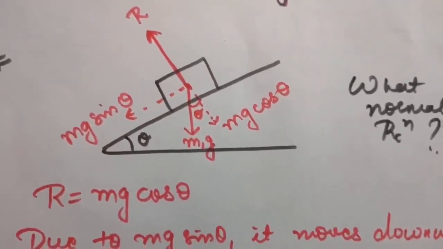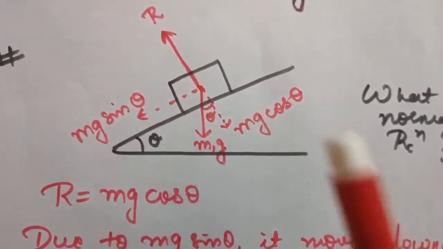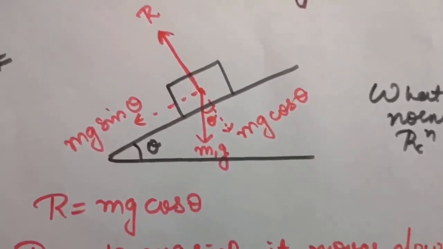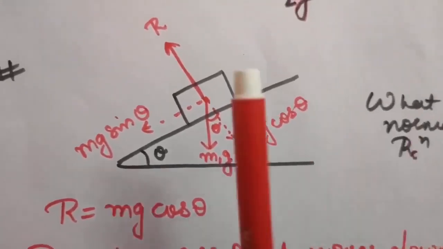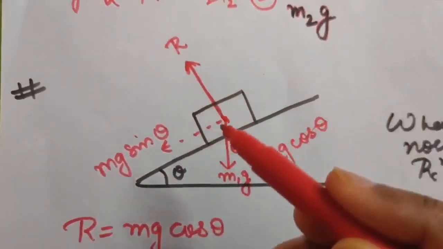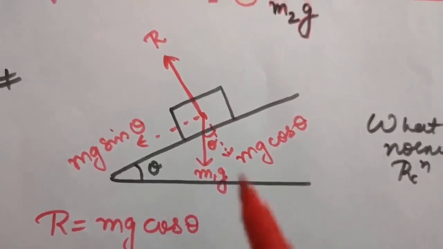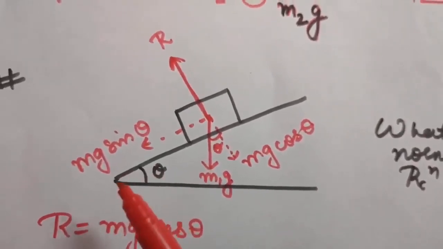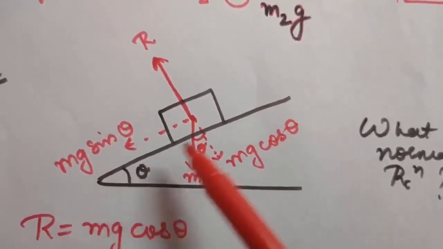Now the common mistake that students make is they always take m1g in this direction. But remember, m1g is the weight which will act in exactly downward direction. So if you see this block, this is the downward direction, right? So the weight will be acting exactly in downward direction, not like this.